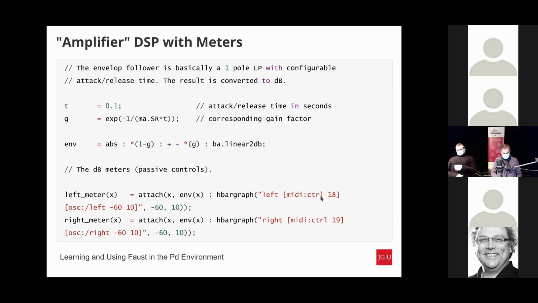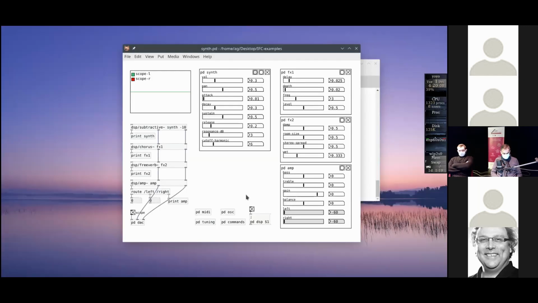But in this case, the passive controls is MIDI data or OSC data, which comes out of the units, out of the Faust modules. So there we are. Let's have a final look at this. And I think then I'm good on time.